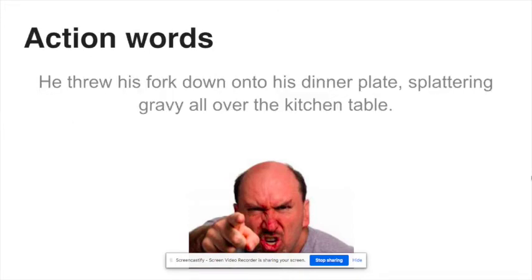And the last tip is to use action words. So here's another example. He threw his fork down onto his dinner plate, splattering gravy all over the kitchen table. Here, the action words threw his fork down and splattering gravy inject life into the sentence. He didn't just gently place it down. He threw it down hard enough that it actually caused the gravy on his plate to splatter all over. So by using really strong, active words, you can show us what's happening.